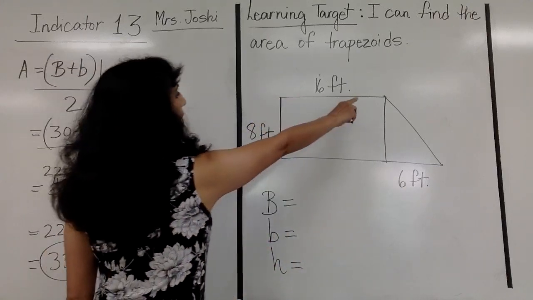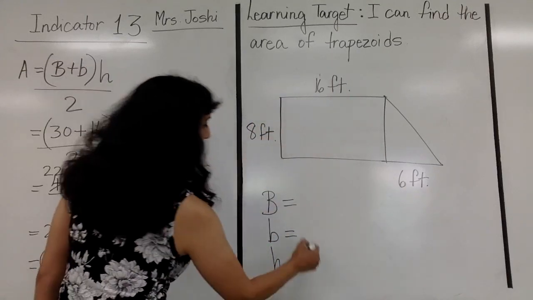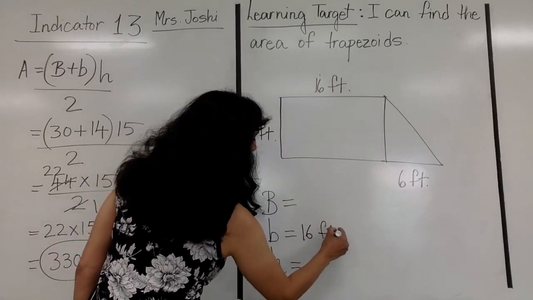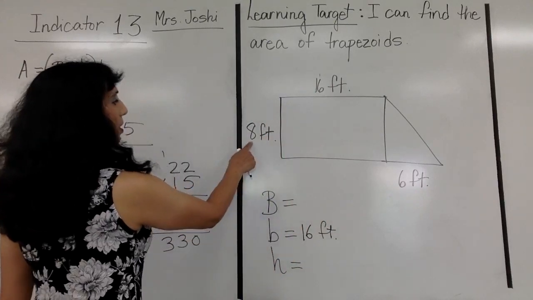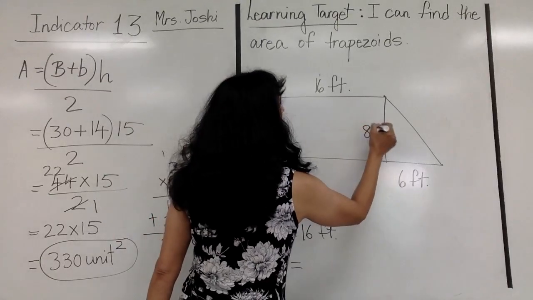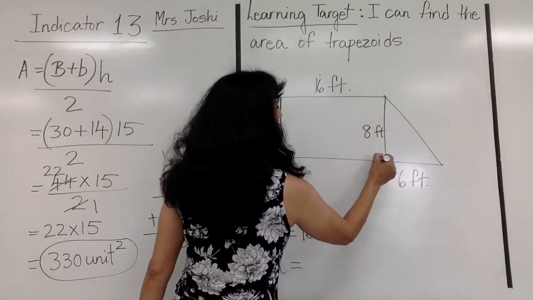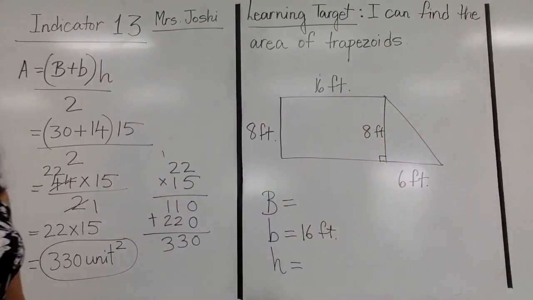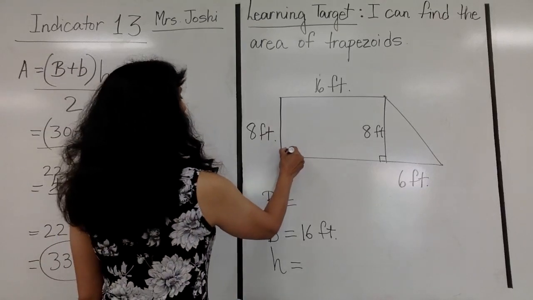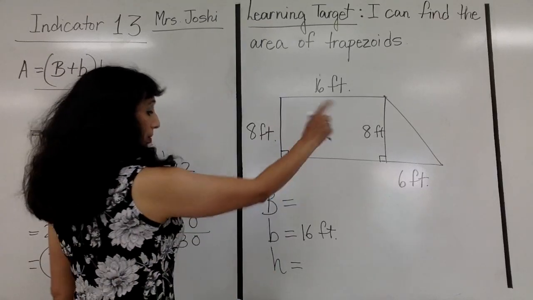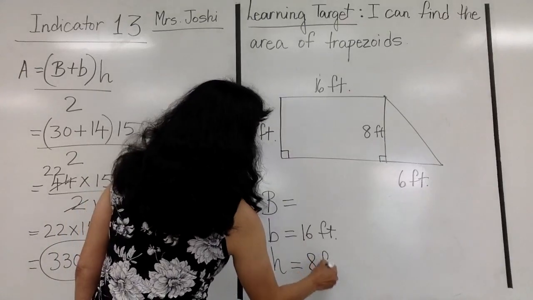Okay, so if I look up, I have the smaller base, which is 16 feet. If I look here, if this is 8, this is also 8 because it's a rectangle. Okay, because it's a rectangle, my height is 8 feet.